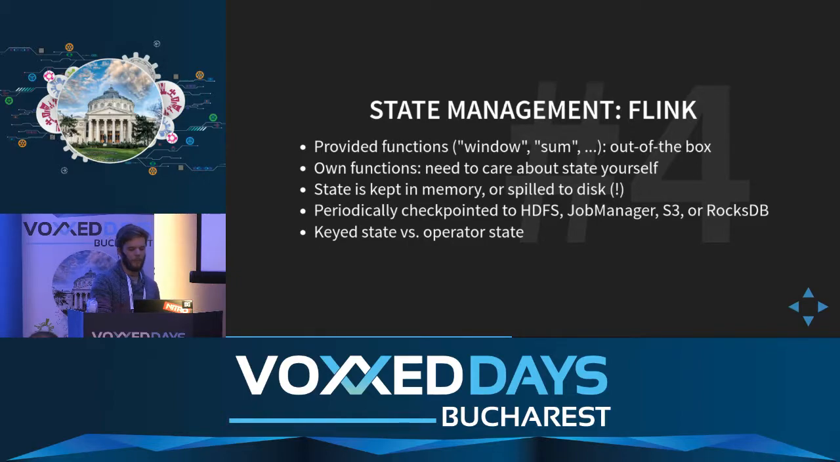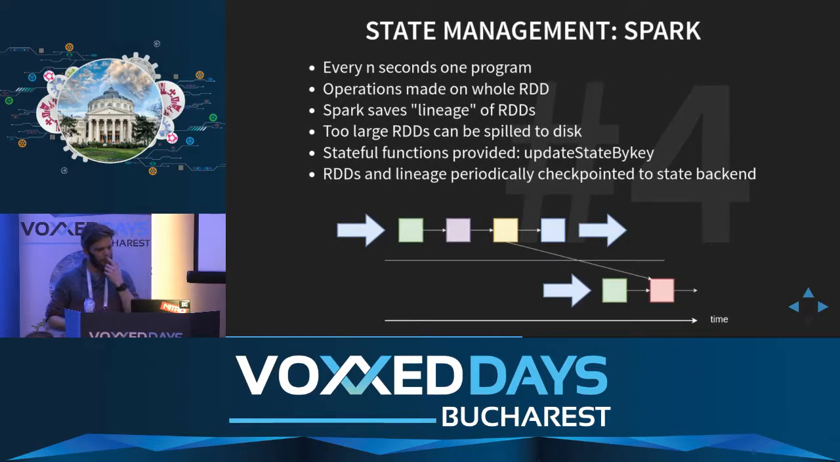It's basically very easy. In Spark, it's a little bit different, because in Spark, again, it's not real streaming, so to say. It's micro batching, and so every n seconds, you have one new program. And what happens is the stuff gets read, and it's read as an RDD, which is a resilient distributed data set. So the whole data gets spread on all these workers, and all transformations are made on the whole data set. So whereas in Flink and Storm, operations are made on one record, in Spark, everything is made on this whole data set. And what Spark does, it saves the lineage.